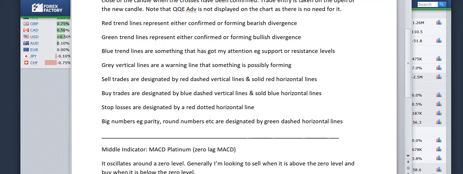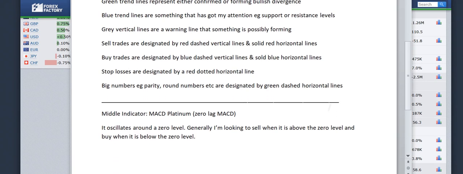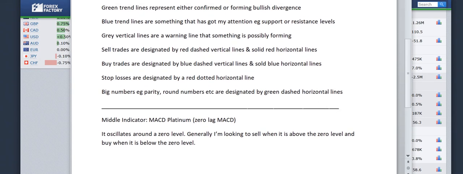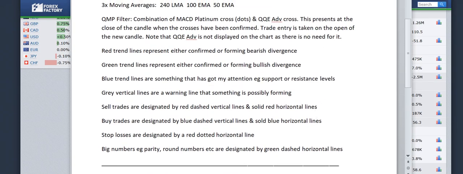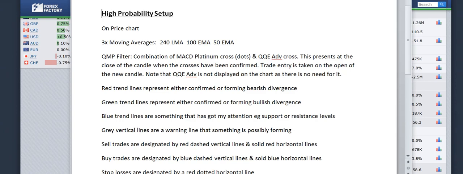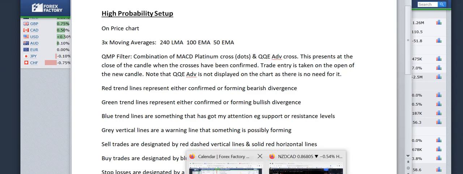Grey vertical lines, warning. Sell trades are normally in red, buy trades are in blue, stop losses are red dotted lines. Big numbers, you'll see that on a few of the pairs, will be the green dashed lines. I'll explain what they are when I see them. The MACD Platinum, which is just a zero lag MACD, is indicated down the bottom. It oscillates around a zero level. Generally, I'm looking to sell when it's above the zero level and buy when it's below the zero level. But we'll go through all that on the charts. So let's get on to the charts.